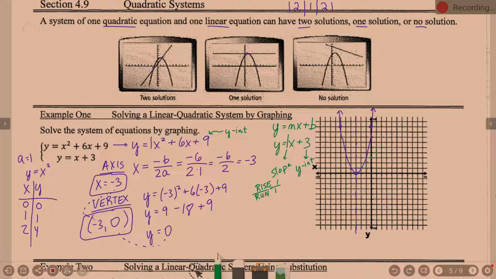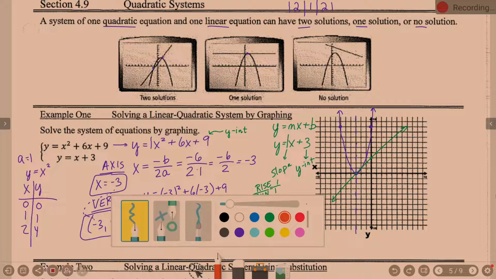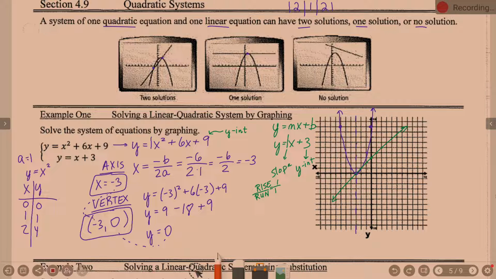But did you see some intersection points? You should have. How many did you come across? Should be 2. Oh yeah, there's only 2. And remember, we need to state those intersection points because that's our solution here, right?